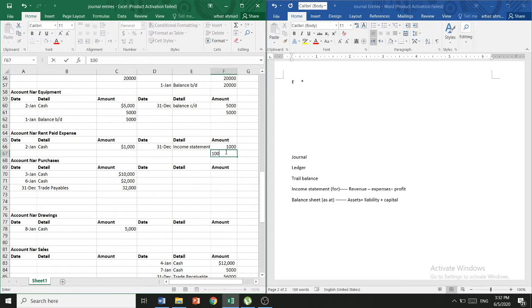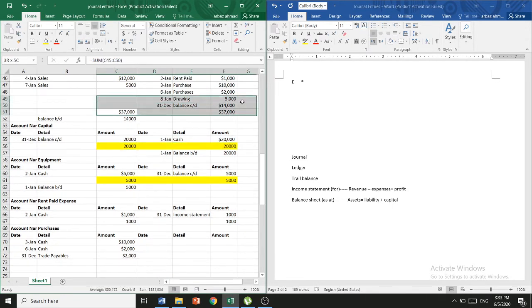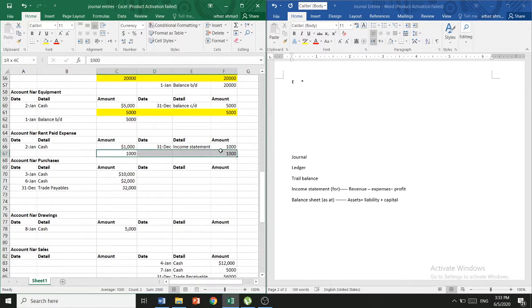Okay, and 1,000 over here and 1,000 over here. Okay, this 1,000 and this 1,000 is total. Maybe here also I can highlight this is total, this one is also total, and this section is also total. Okay, in this case I will not be having balance carried down and brought down because it's an income statement item. I will directly post the total into income statement.